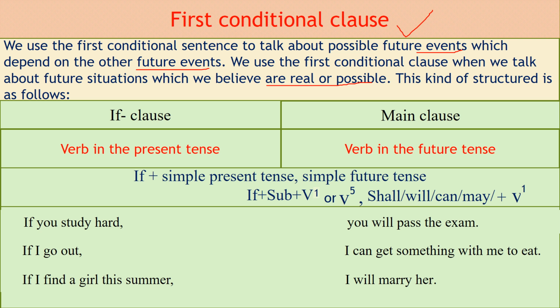The structure of first conditional clause is if plus simple present tense, comma, simple future tense. If plus subject plus V1 or V5, comma, subject plus shall, will, can, may, plus verb 1. So, in the main clause, among shall, will, can, may, we have to use only one according to the sentence. You can see here are the examples.